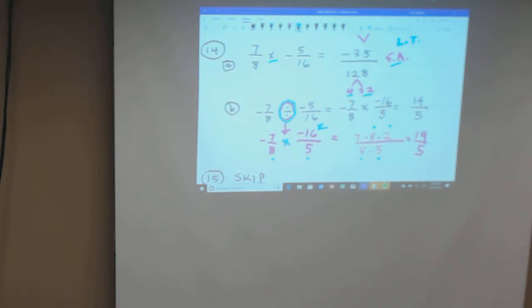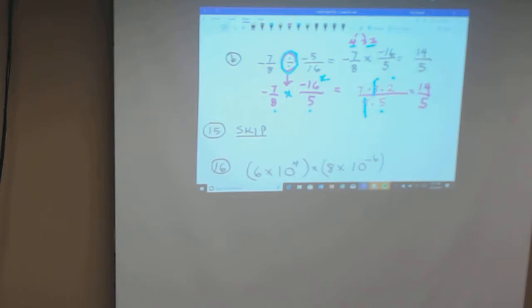Because the 8's will cancel. So that leaves me with 14 over 5, because 8 over 8 is a name for 1. So that's why, instead of multiplying 7 times 16 and getting what? 112 over 40, and then having to go back and factor them and reduce them again, I just say, before I put this stuff together, let's factor it and see if there's anything that'll cancel.